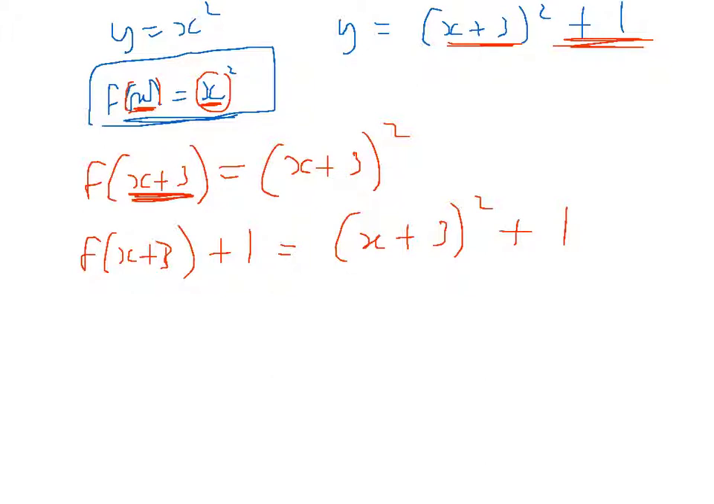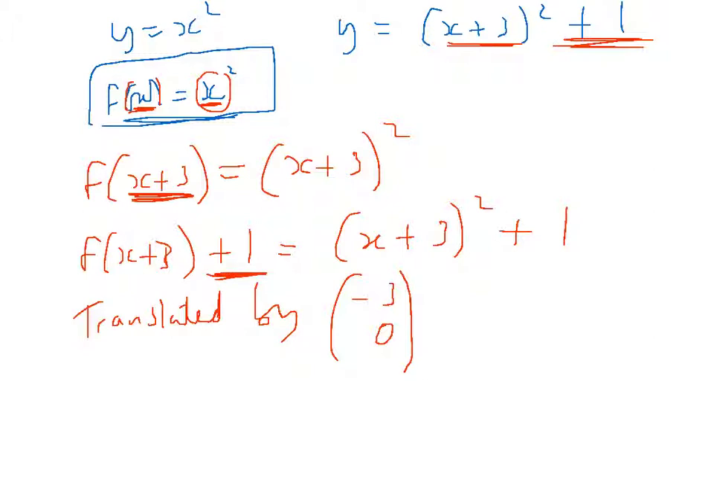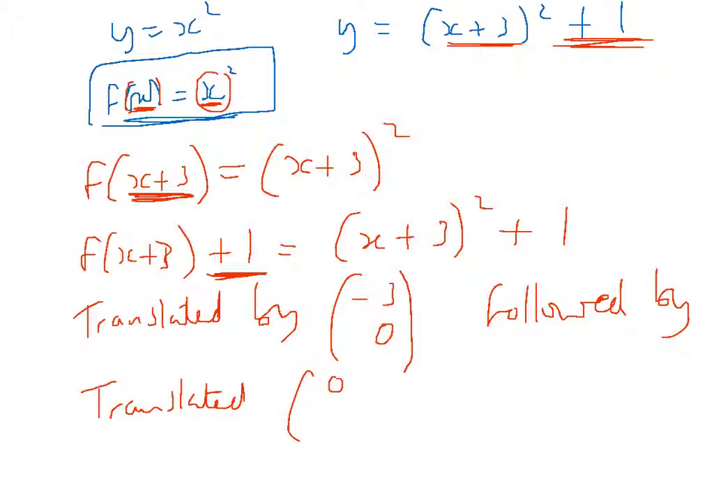And now I can describe what happens. This rule here, as we know, is f of x plus a. So the graph has been translated by the vector that goes to the left by 3, and no change in the y-axis. Then it's been moved up by 1, because this is f of x plus a, isn't it? So then it's been translated by 0, 1 in the y-axis.